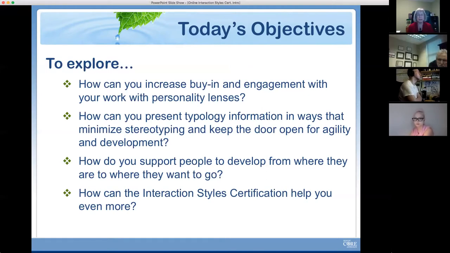So what's most important at this point in time is the agility that comes from understanding who you are and where you come from naturally, so that you can overcome those biases, and that's what we're after. And then how do you support people to develop from where they are to where they want to go if you don't have this buy-in and this safety? And then, of course, I want to answer this question: how can the interaction style certifications help you even more?